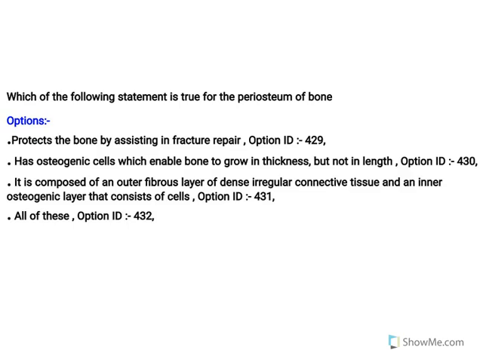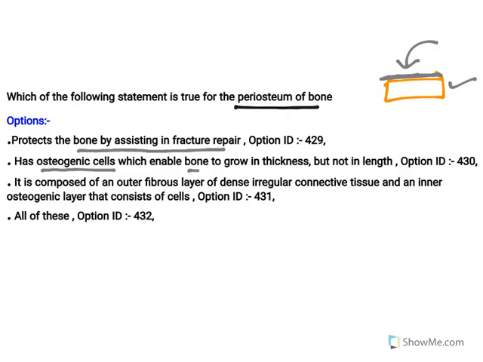Now, which of the following statement is true for periosteum of the bone? See, the outer layer of the bone is called as periosteum. Now, periosteum has got multiple features. Let us see one by one. See, it protects the bone by assisting in fracture repair. Yes, it will be on the top of the bone, so it tries to protect the bone from the fracture. Next one, it has osteogenic cells which enable bone to grow in thickness. See, the thickness of the bone is because of these osteogenic cells which are present on this periosteum.